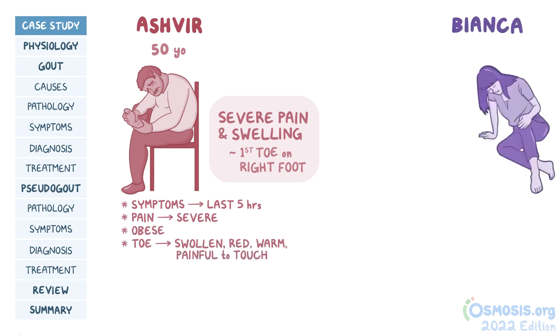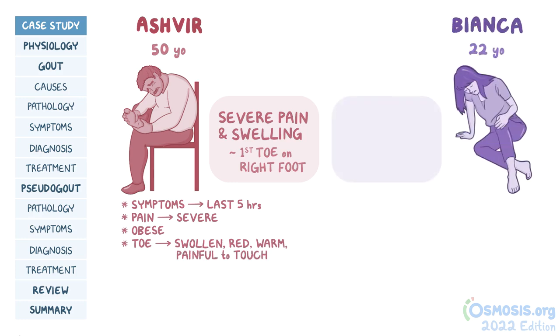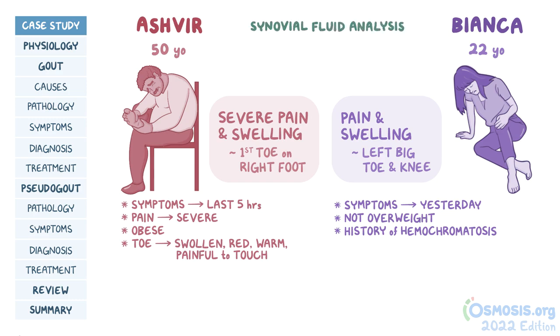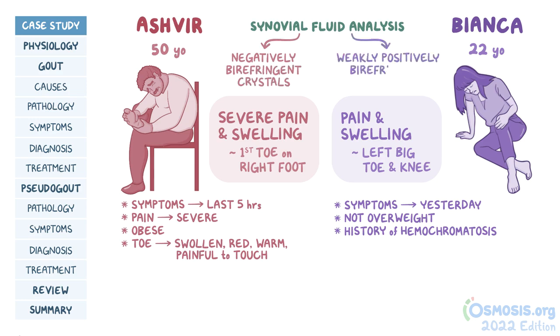Then you see Bianca, a 22-year-old who also came in with pain and swelling of the left big toe and left knee, which developed yesterday. However, unlike Ashvir, she is not overweight, yet does have a history of hemochromatosis. Synovial fluid analysis was performed in both, detecting negatively birefringent crystals in Ashvir and weakly positively birefringent crystals in Bianca.